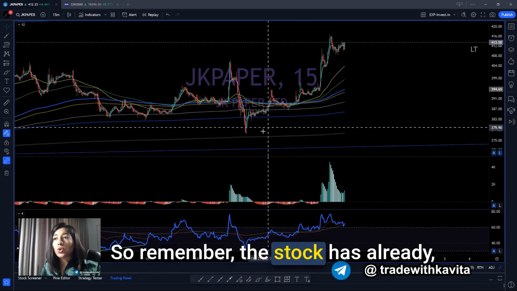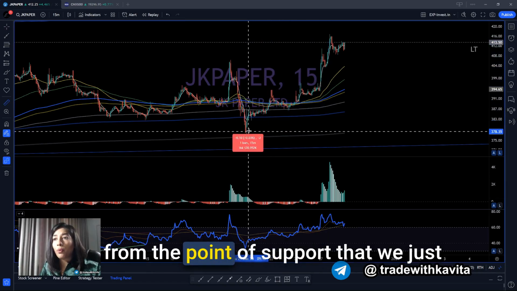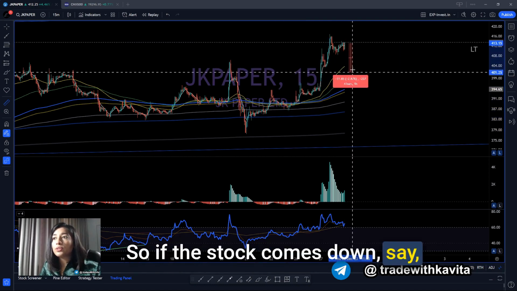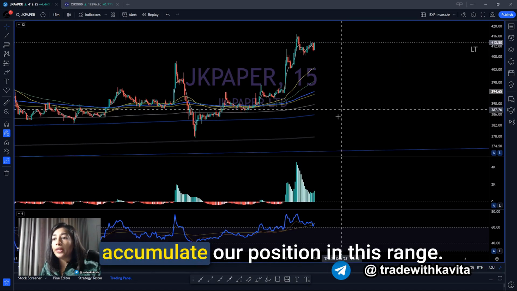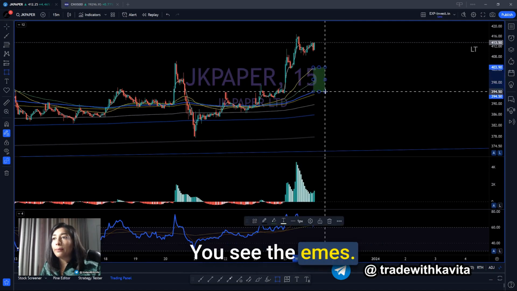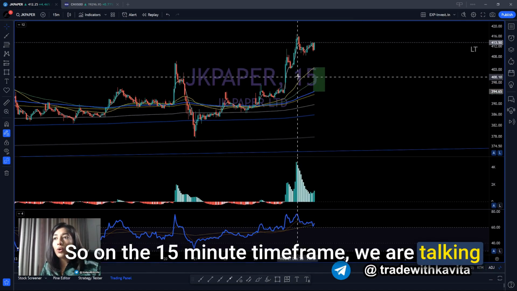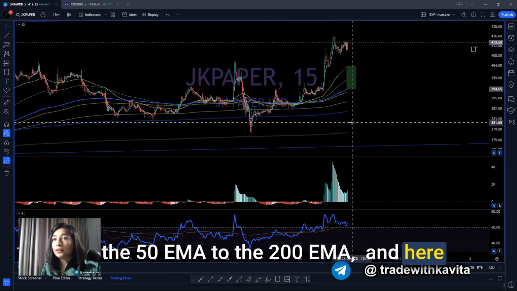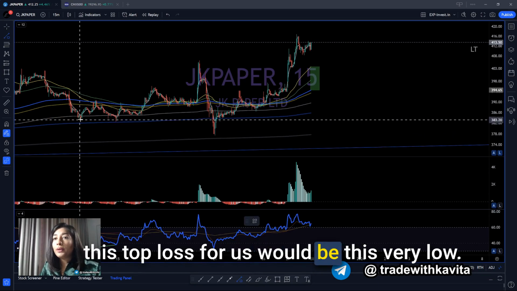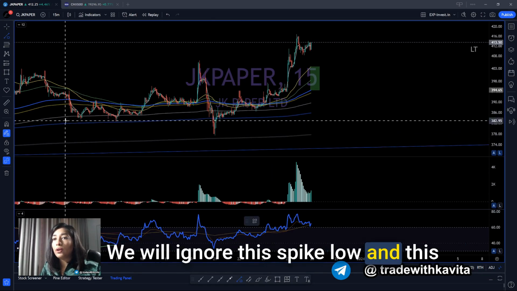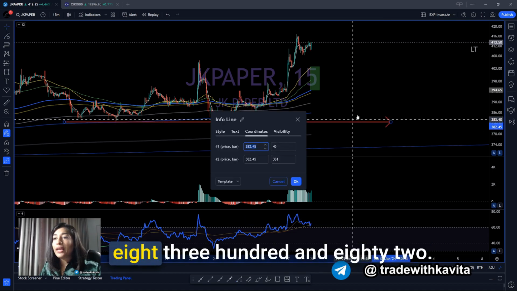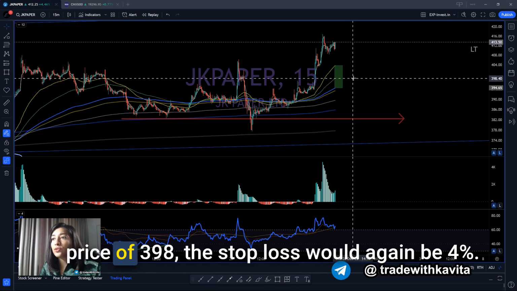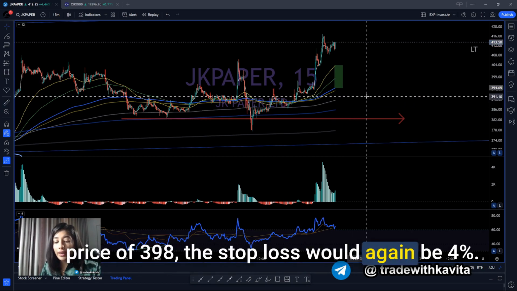Remember, from the point of support that we just discussed, the stock has already moved 10% up. So if the stock comes down say around 2 to 3%, we will try to accumulate a position in this range. You see the EMAs? On the 15-minute time frame, we are talking about accumulating the position between the 50 EMA and the 200 EMA. And here the stop loss for us would be this very low. We will ignore the spike low, and this low would be our stop loss, 382. If you can manage even an average price of 398, the stop loss would again be 4%.